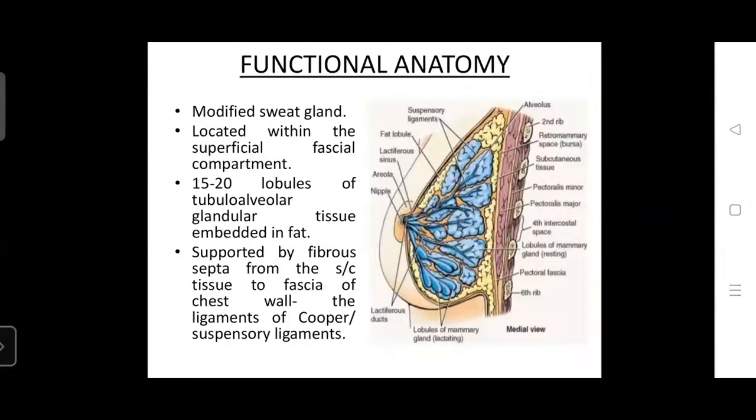Coming to the functional anatomy of the breast, the breast is a modified sweat gland. It is located within the superficial fascial compartment of the anterior chest wall. It functionally consists of 15 to 20 lobules, each of which consists of tubulo-alveolar glandular tissue embedded in fatty parenchyma. The breast tissue is supported by fibrous septa, which extend from the subcutaneous tissue to the fascia of the anterior chest wall. These fibrous septa are known as the ligaments of Cooper or the suspensory ligaments. They are of special surgical importance because involvement of these septa in malignancy leads to skin dimpling.